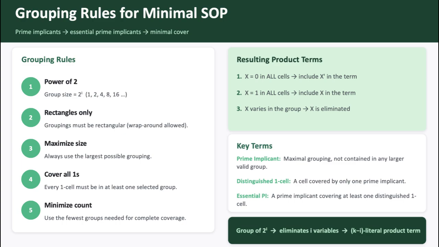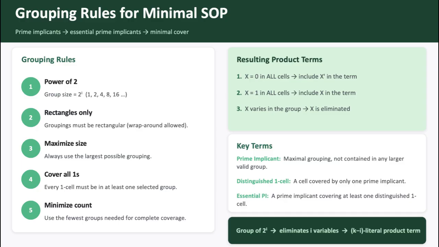Rule 4. Cover every one cell. A one cell that is not covered by at least one selected group means your expression is wrong. It will produce 0 for an input that should give 1. Rule 5. Minimize the number of groups. More groups means more terms, which means a more complex circuit. You want the fewest groups that still cover all one cells.